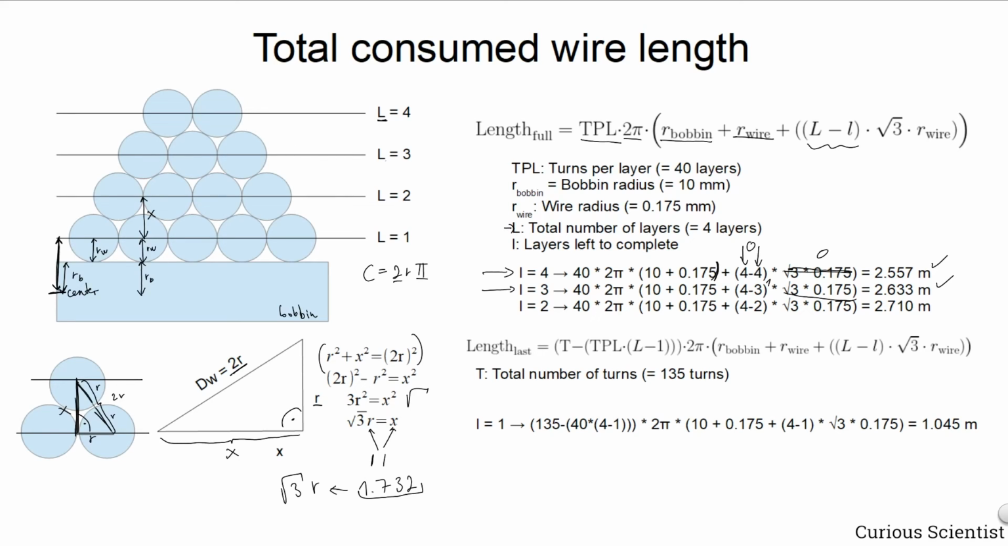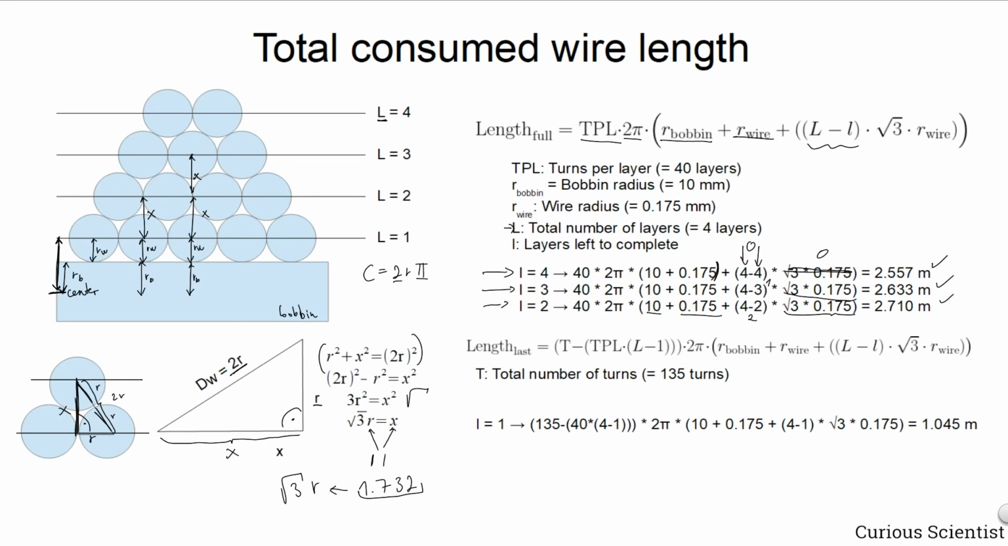And then we move to the third layer. So again we have the bobbin radius, and then we have the radius of the wire, and then we have the x here, and then we have another x here, so 2 times the x, and that comes from the equations as well. So what we have here is 40 times 2 pi, that's fine, because still we have a full layer here, let's say. So then this is the bobbin radius, sorry, then wire radius, and this is 4 minus 2, because 2 layers are left, the third one and the fourth one. So then this is 2 here, so we take this number twice, and now we have a bit larger length again.